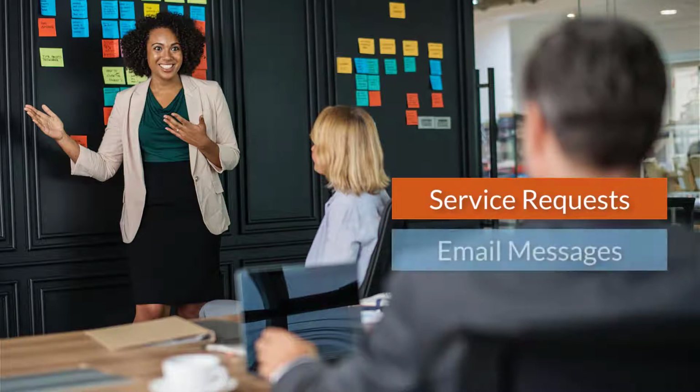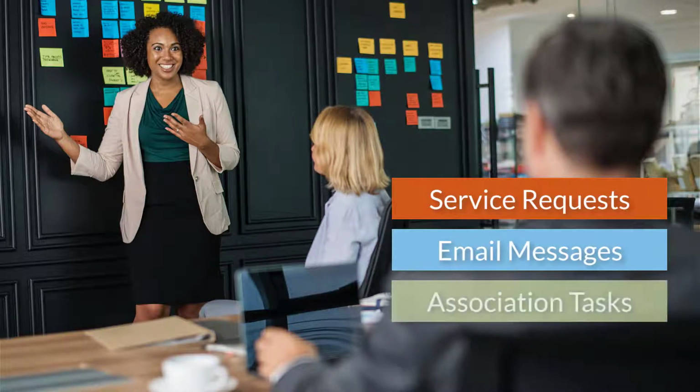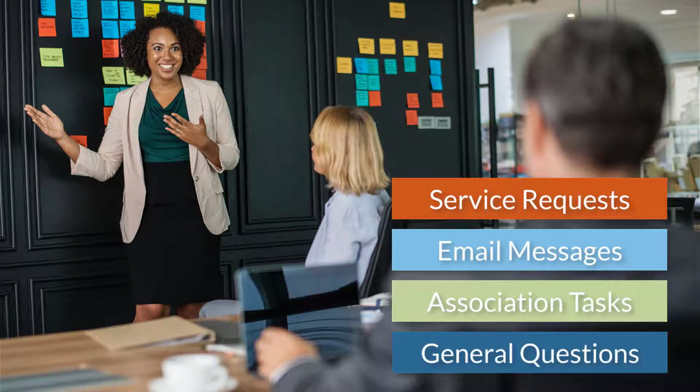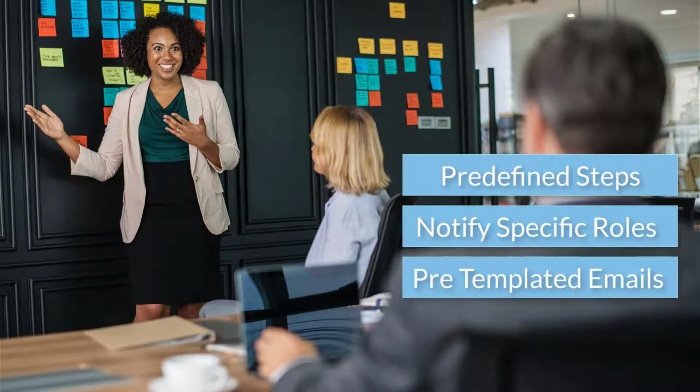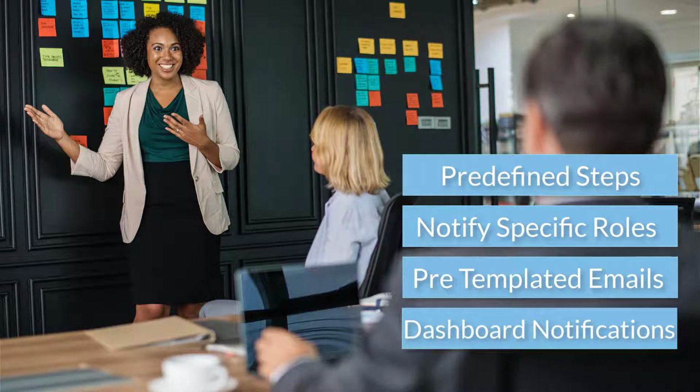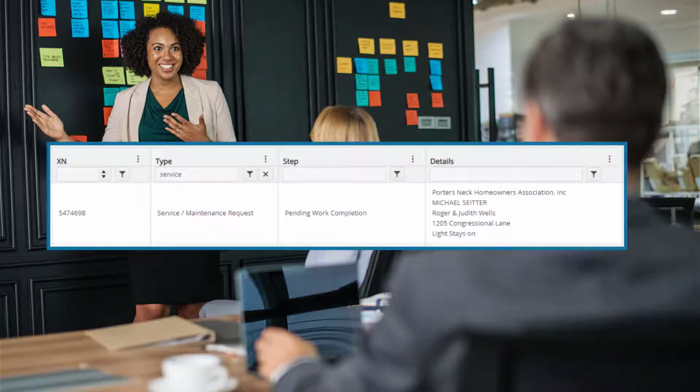Some quick examples of action items are service requests, email messages, association tasks, general questions, etc. Almost each task that we perform in our industry and with CAMS is turned into an action item. Action items give us the ability to use predefined steps that notify specific roles using pre-templated emails and a notification system like the Vantica dashboard along the way. Each task that the system creates an action item for is also given a unique XN number for tracking, documenting, and reporting.